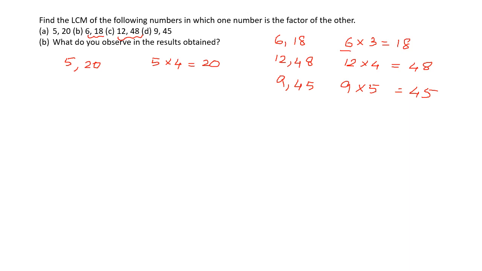Can you see, 6 and 18 is here? 18 is a multiple of 6. 48 is a multiple of 12 and 45 is a multiple of 9. So these numbers which are given, they are multiples. Okay, let us find the LCM.